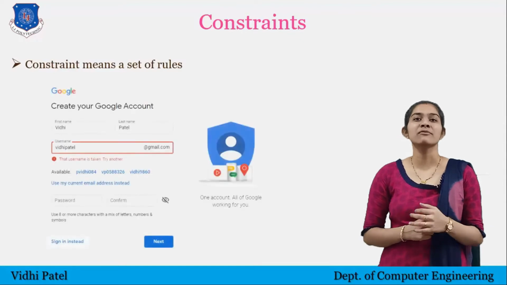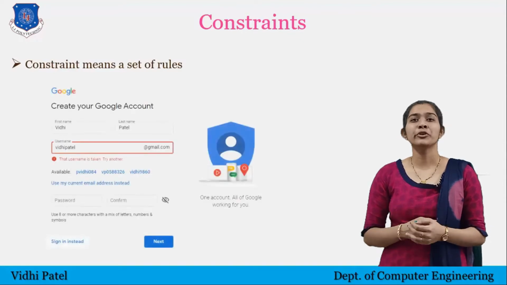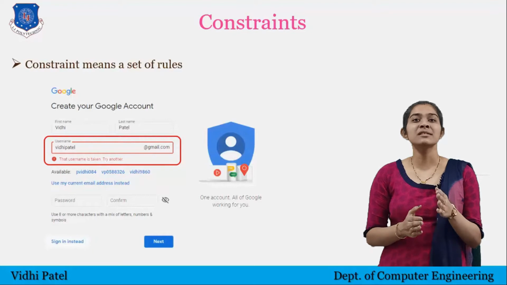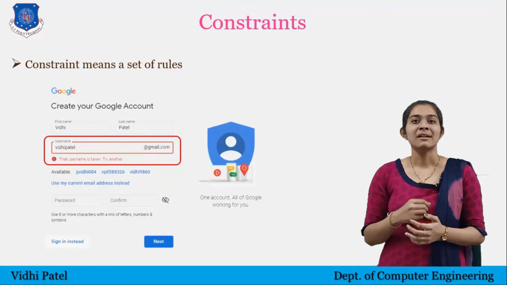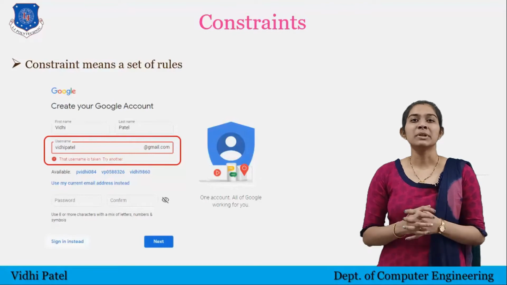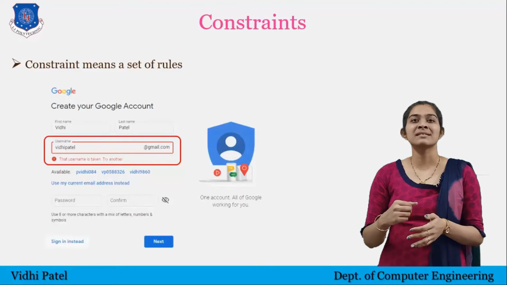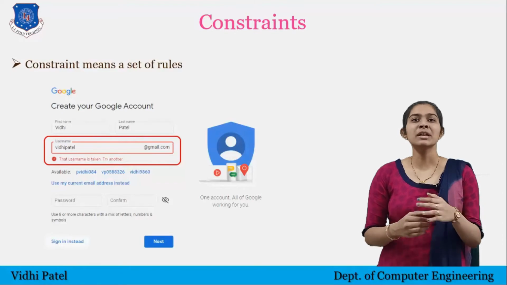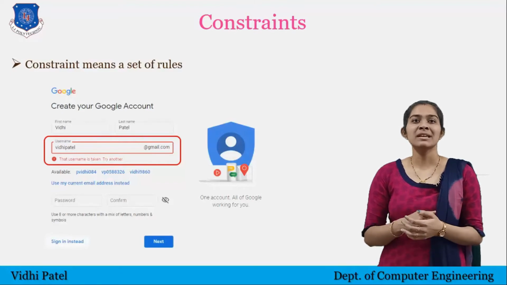Take an example of Gmail account. If I am going to create a new account with Gmail ID Viti Patel, then it returns me an error which says that this username is already used. Try with another mail ID because mail ID cannot be duplicated. If you are creating mail ID in different sites such as Yahoo and Gmail, then you can use the same username, or we can say mail ID for two different websites.